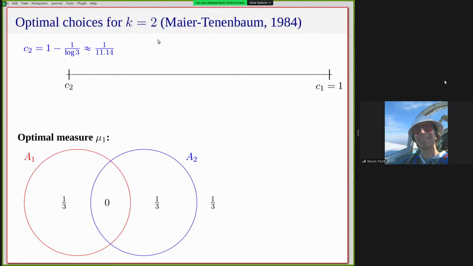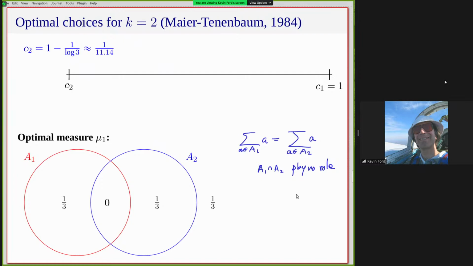Okay, so k equals 2 is the easiest case. There we just want two equal subset sums. So what we want is the sum over A in A1 to be equal to the sum over A in A2. The Venn diagram has four components, but two of those components don't play a role here at all. Anything in the intersection can be dropped out of both sides. So these play no role.